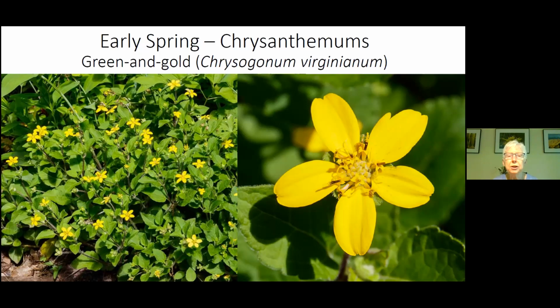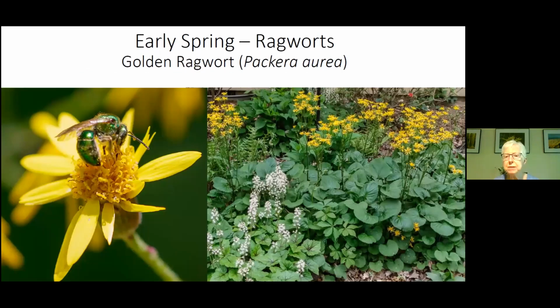Another early spring bloomer is golden ragwort. This actually has sort of heart-shaped basal leaves that are semi-evergreen. You'll often see them throughout the winter. And in the spring, the flower stems begin to emerge sort of a purple color. And as they open, the flower heads are yellow, again with yellow ray flowers, and in the center, disc flowers.